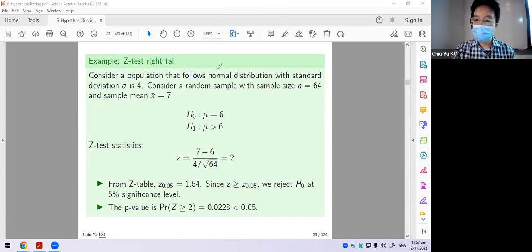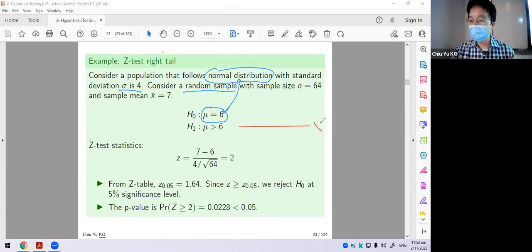So here I have a population that follows normal, and the standard deviation is 4. So I consider a simple random sample, and here I have a null which is 6. If I have this and this, the first thing I can do is notice that if this is true, this X bar will have a bell curve centered at 6, right? Because we claim this is true.